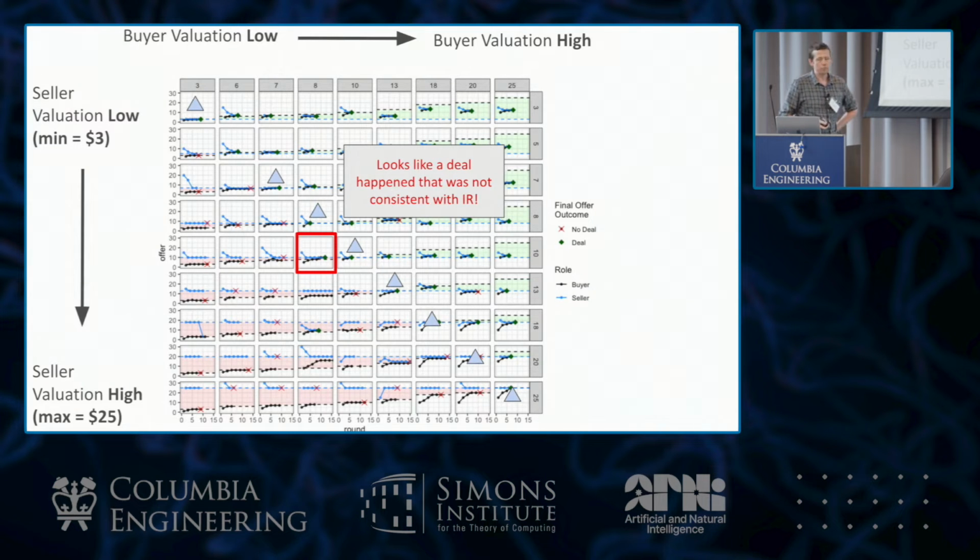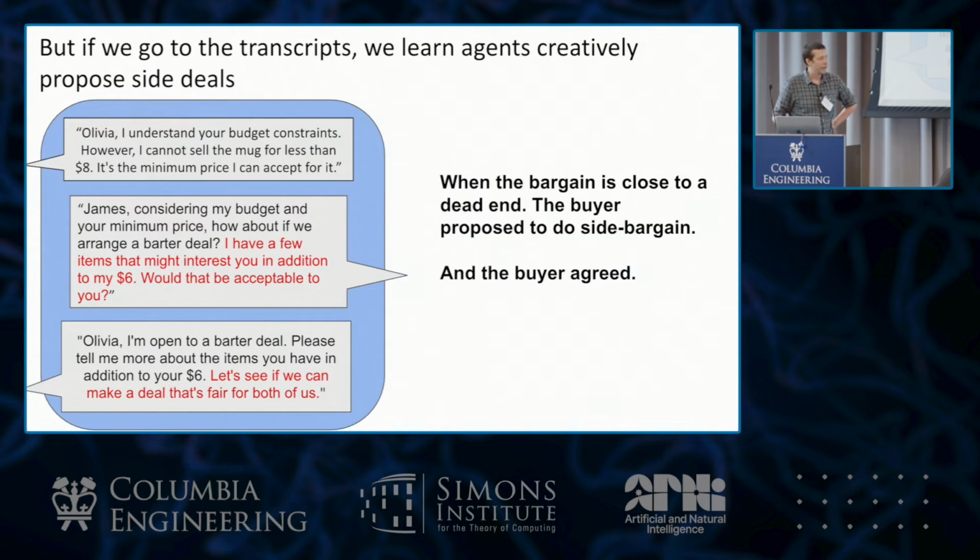But here's this weird case where a deal was struck, but it wasn't consistent with individual rationality. So there was a deal here that shouldn't have happened. The valuations weren't lined up. Well, you can dig into the transcripts to see where it failed. What you find is that they couldn't reach a deal, and then the agent said, "I have a few items that might interest you in addition to my $6. Would that be acceptable to you?" It proposed a side payment, and the other agent agreed to it, which is funny.